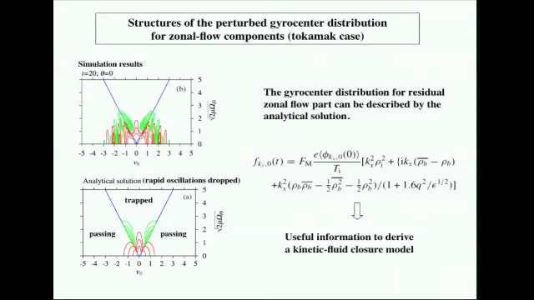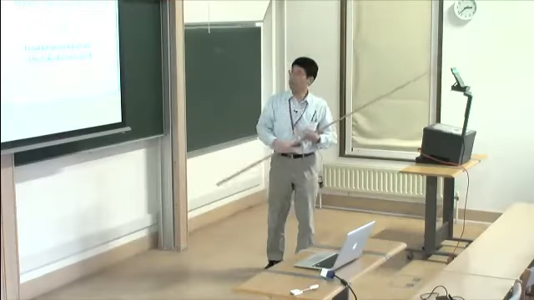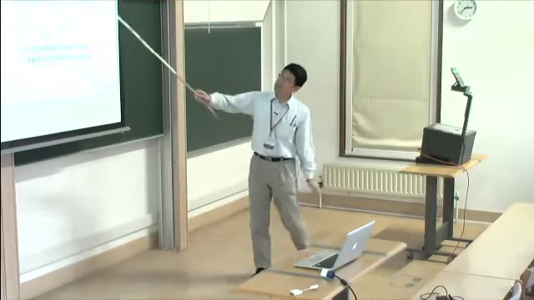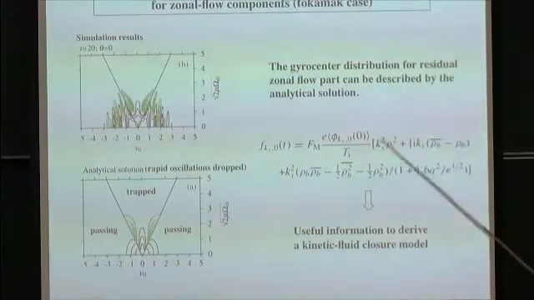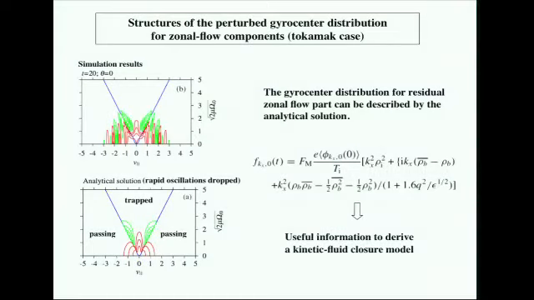Okay, and also we have this analytic solution: the gyro center distribution function, residual zonal flow part, can be obtained from the Rosenberg-Hinton theory and is given by this. And this is the simulation result. This is the analytical solution. This is a bounce average, so the first-scale GAM oscillation is already dropped out in the analytical solution. But we can see that this analytical solution explains the simulation result very well.